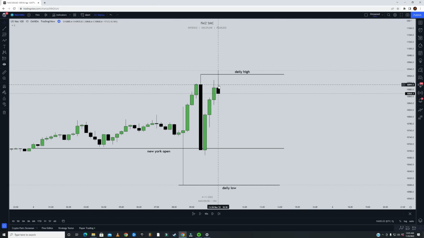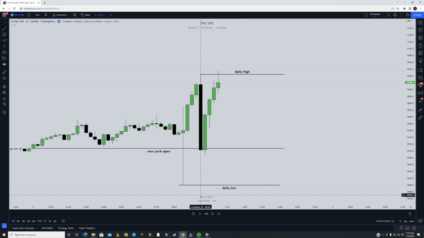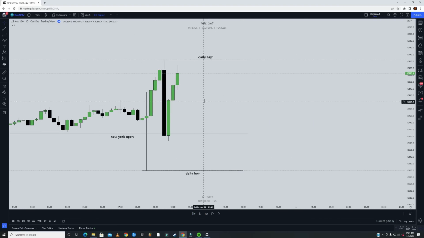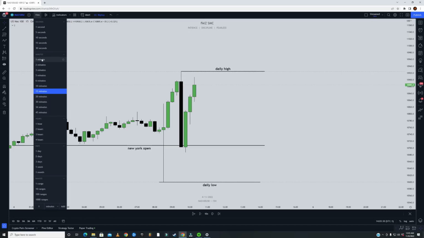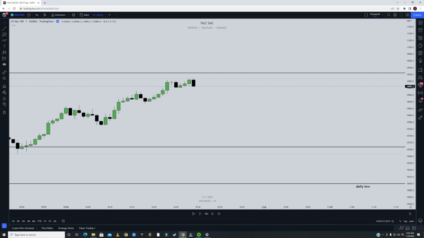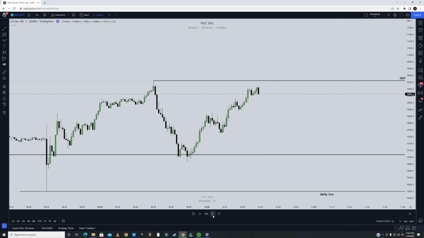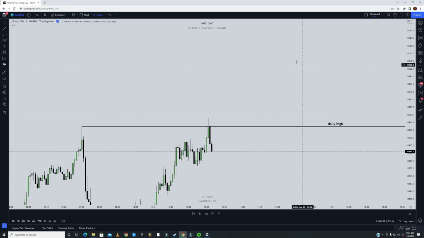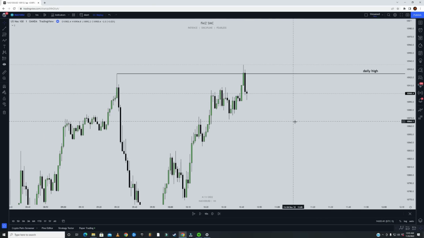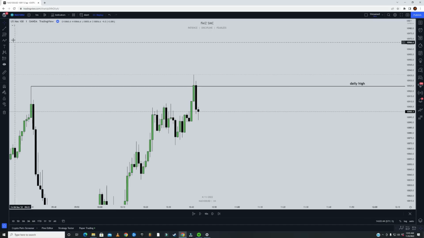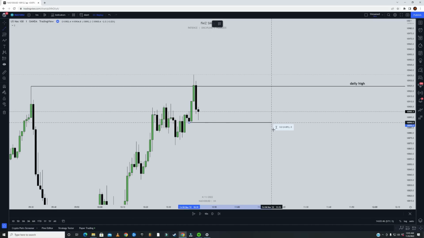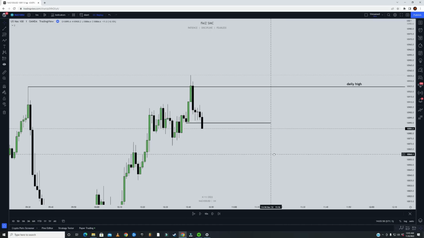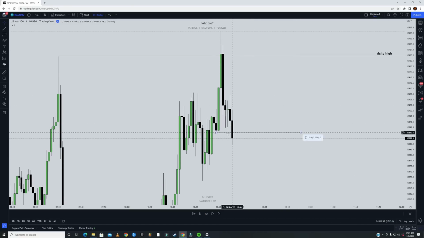Once you have marked the daily high and daily low, you want to drop down to the 1 minute time frame. Then you wait for price to take out the daily high, and as you can see, price took out the daily high. Then you want to wait for market structure shift or change of character. So this right here, if the structure breaks, I'm going to take my entry from here. And as you can see, price broke this structure.